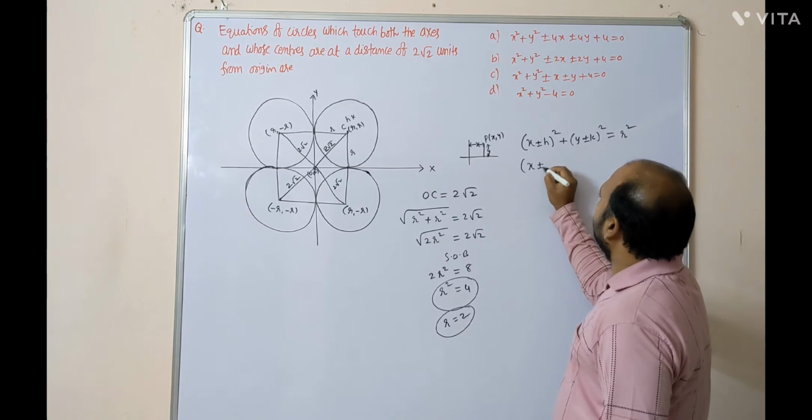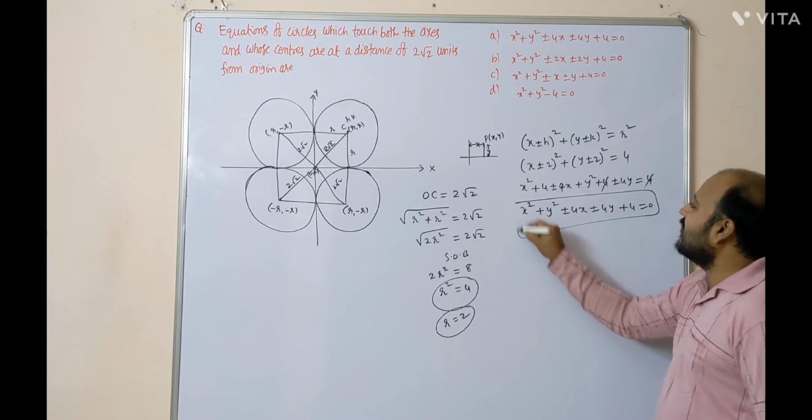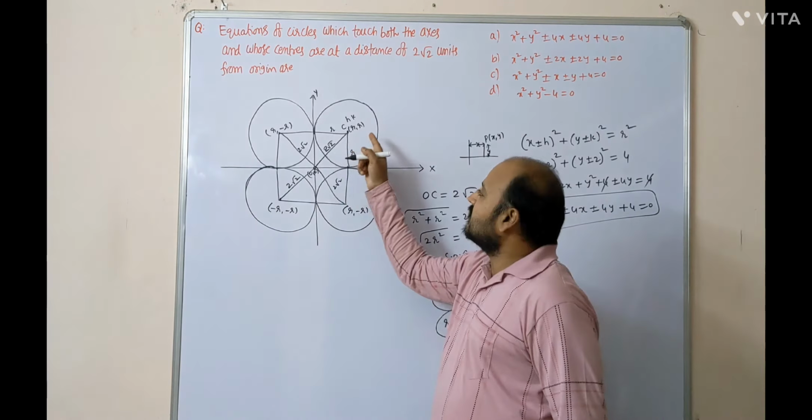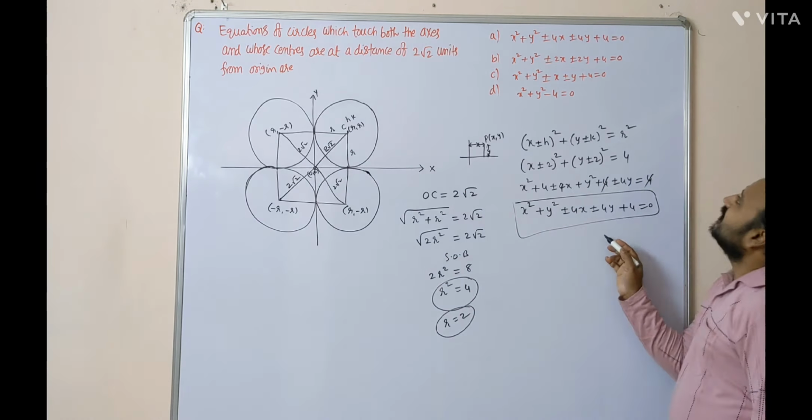So x plus or minus 2 whole square plus y plus or minus 2 whole square equal to r square, whose value is 4. So x square plus 4 plus or minus 4x, y square plus 4 plus or minus 4y is equal to 4. So one of the 4 cancels. x square plus y square plus or minus 4x plus or minus 4y plus 4 equal to 0, which is the required equation of circle whose centers are at a distance of 2 root 2 units from the origin. So it is there in the first option, dear students. I hope everyone understands that. We'll move on to the next question.